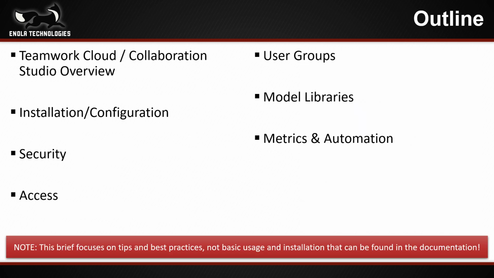And today we're going to talk about some of the tips and best practices in a few critical areas of Teamwork Cloud. First off, I'll give you a little overview of Teamwork Cloud and Collaboration Studio. Then we'll talk about installation and configuration, though I won't spend a lot of time in that area. We'll also talk about some tips with security and access. I'll talk a little bit about user groups and how you can really use them to your advantage. Then we'll talk a little bit about model libraries and things to start thinking about if you're going to plan for having libraries in your Teamwork Cloud. And then we'll wrap up with a little bit on metrics and automation.